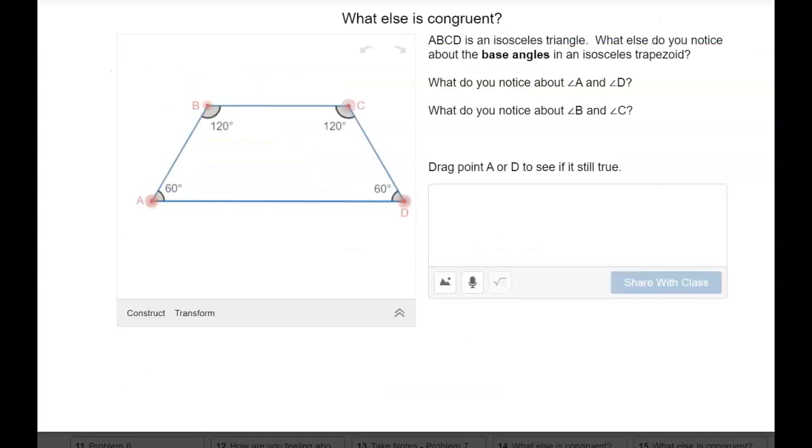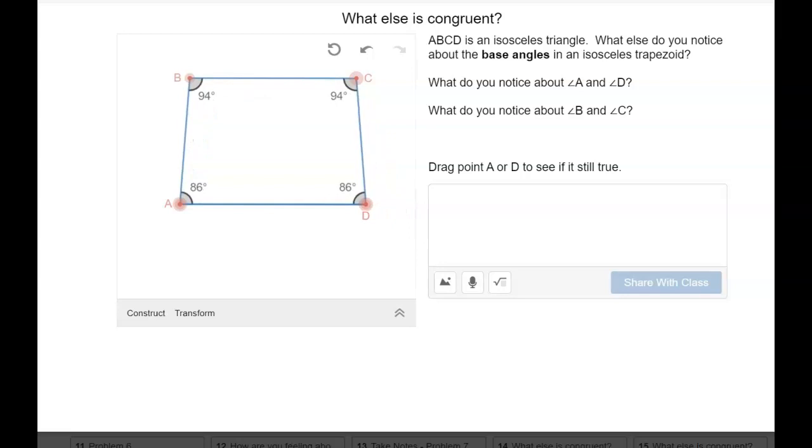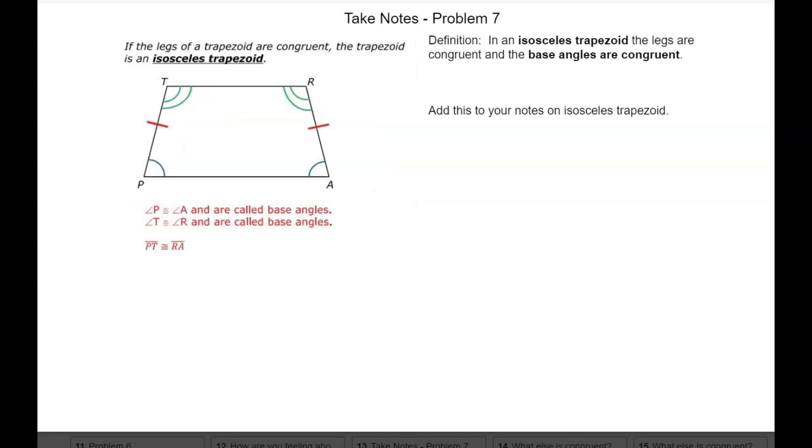If we look at the Desmos, slide 14, you notice that angle A and angle D are congruent, angle B and angle C are congruent, and in fact, angle A and B still are supplementary, C and D are still supplementary. Even if I change the shape of the trapezoid, angle A and D are still congruent, B and C are still congruent. So it turns out that an isosceles trapezoid, as explained on slide 16, not only are the legs congruent, but the base angles are congruent.